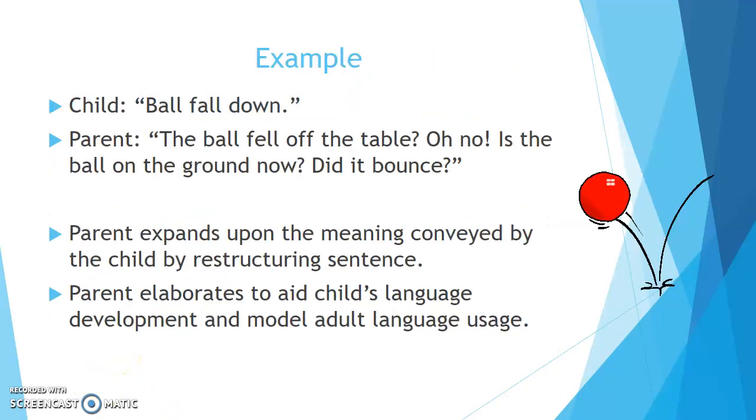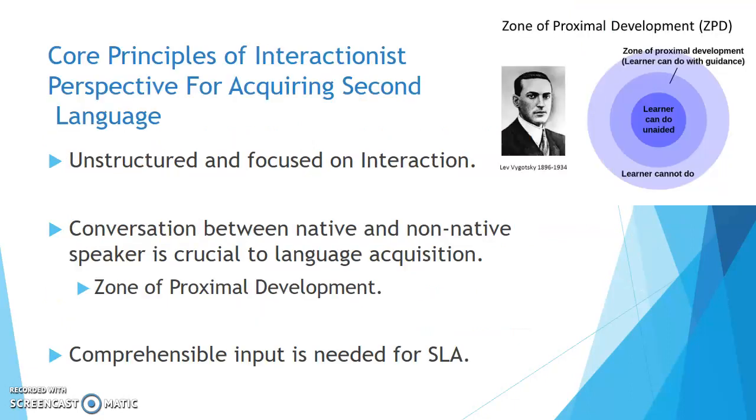An example of this would be if a child says, "Ball fall down." Then the parent says, "The ball fell off the table? Oh no, is the ball on the ground now? Did it bounce?" So not only did the parent expand upon the meaning conveyed by the child, but they also restructured the sentence. And then the parent elaborated on the child's own language to model more adult language. So that's how the interactionist perspective for first language learners works.